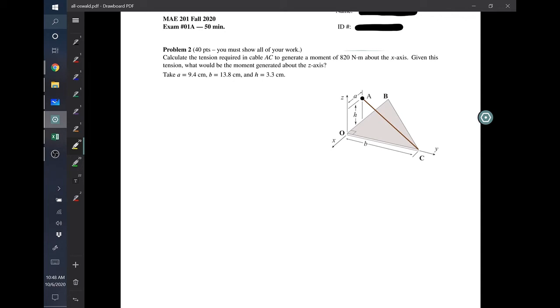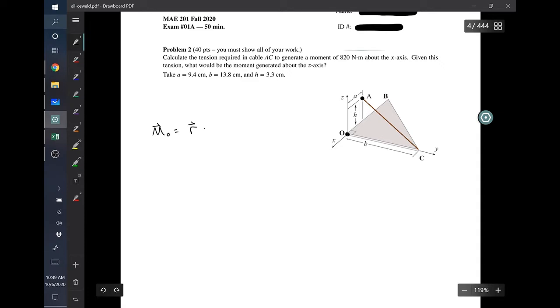All right, so in this problem we have a triangular plate, and we're told that the moment about the x-axis is 820 Newton meters, and we're asked for the tension in the cable as well as what will be the moment about the z-axis. And to do this, what we're going to do is compute the moment about the origin.